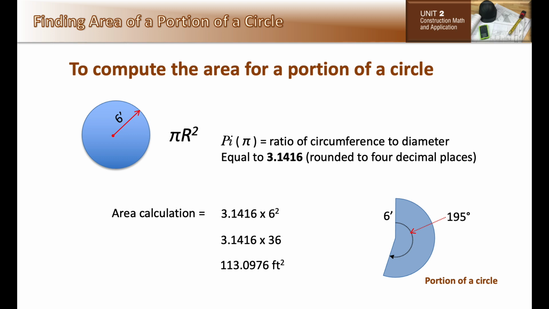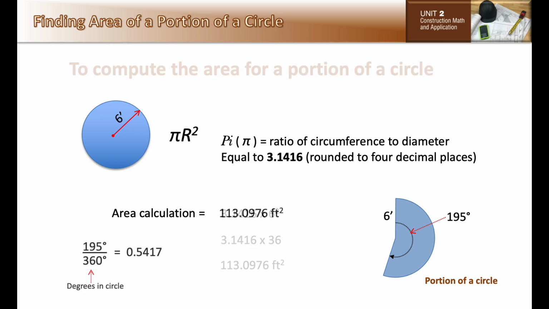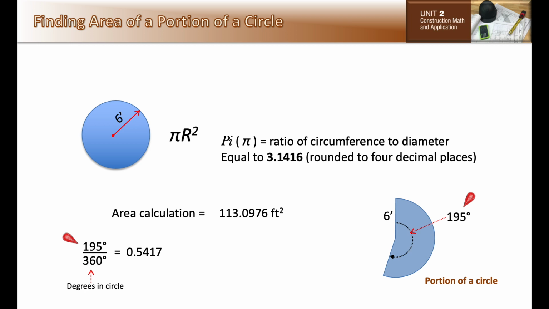Finding the area of a portion of a circle or segment is done by calculating the portion of the arc in percentage to the full circumference. In this example, 195 degrees divided by 360 degrees equals 0.5417. Now multiply this value by 113.0976, and the area of this portion of a circle would be 61.2650 square feet.